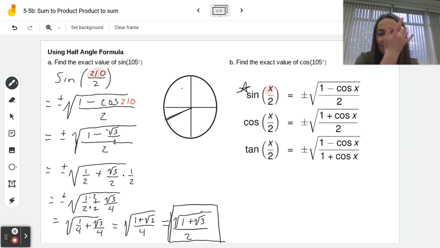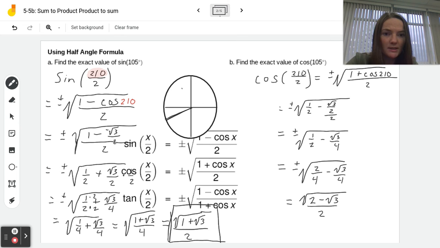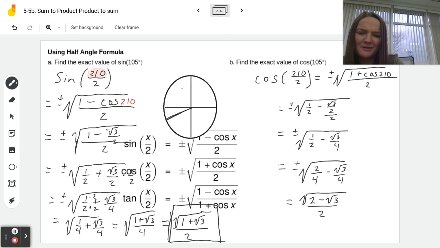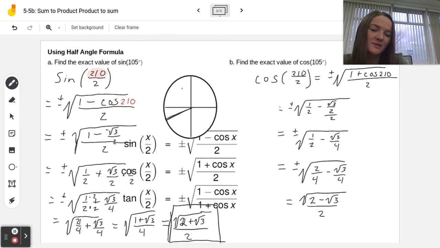So go ahead and pause the video and see if you guys can do letter B. Okay, so hopefully you've taken some time to work on this one on your own. I just realized I messed up the previous problem. This should have been 2 over 4. So the answer is 2 plus the square root of 3.